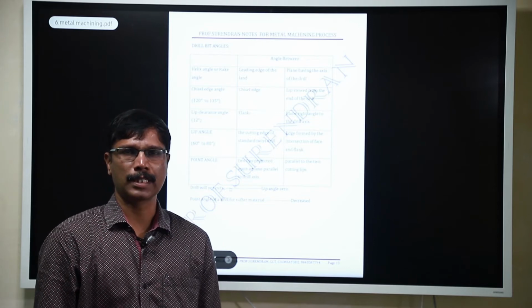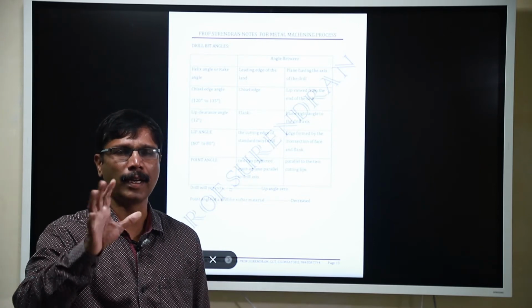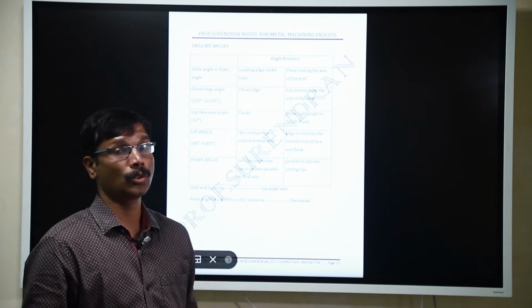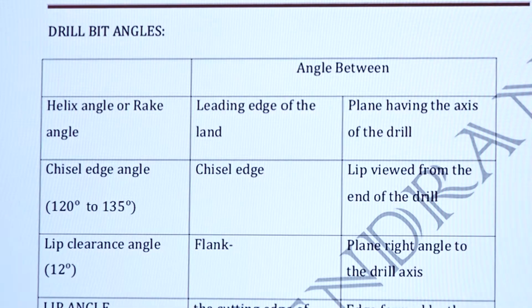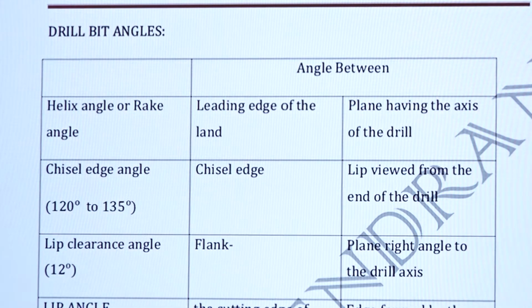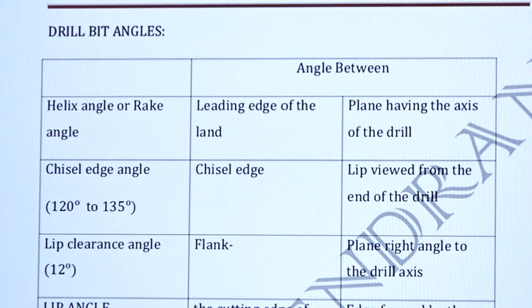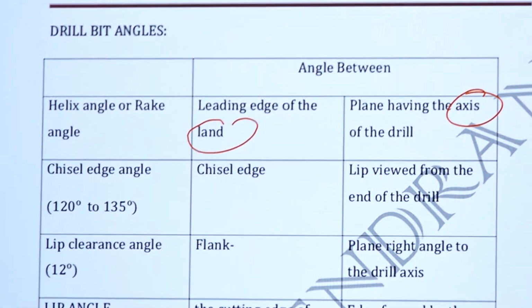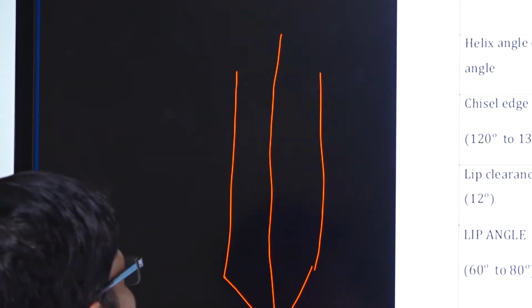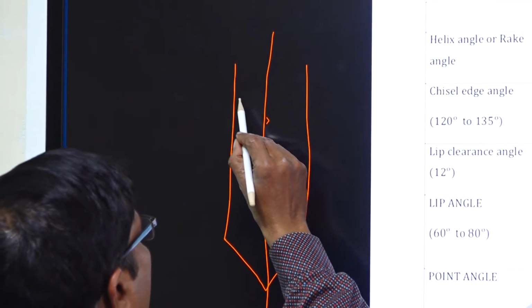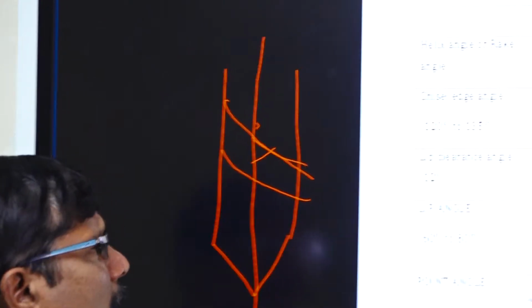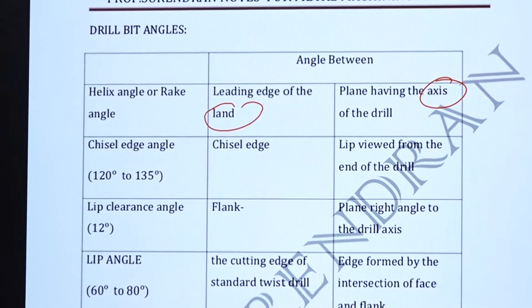Now we are going to discuss the important features of the drill. Whenever there is a tool, it has some specific features. So here we can observe the helix angle. Helix angle is the angle between the leading edge of the land and the plane having the axis of the drill. So it is the plane having the axis, and this is the leading edge. That angle is the helix angle.